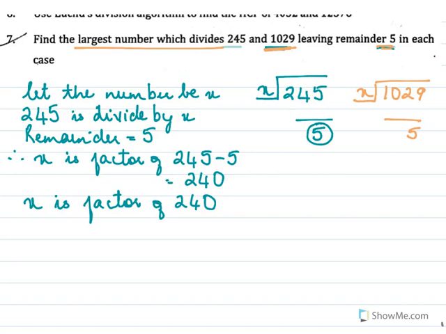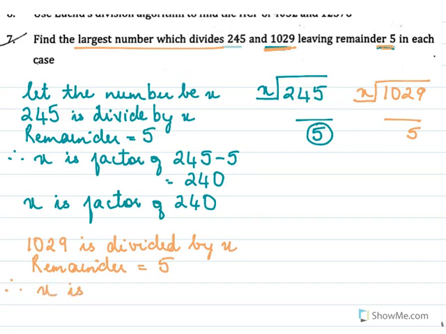So we write that 1029 is divided by X, and in this case the remainder is 5. Therefore I can say X is a factor of 1029 minus 5, that is 1024.